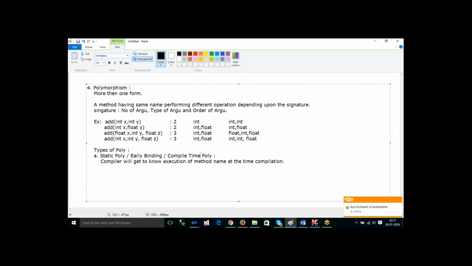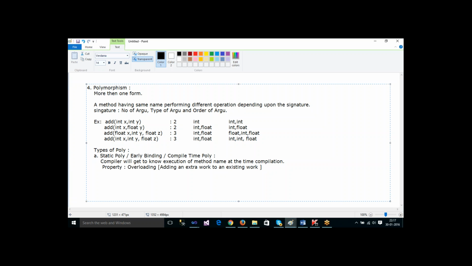Compile time polymorphism. Okay, now how are you going to understand? By using a property called overloading. What is overloading? Adding an extra work to an existing work. Is it clear? So what is overloading?